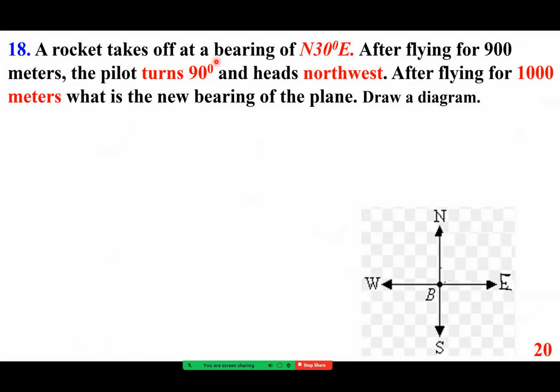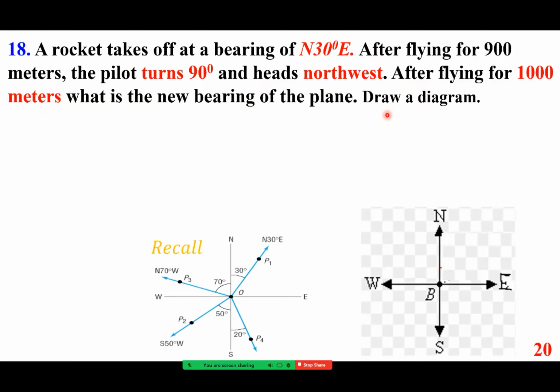A rocket takes off at a bearing of north 30 degrees east. After flying for 900 meters, the pilot turns 90 degrees and heads northwest. After flying for 1,000 meters, what is the new bearing of the plane? Draw a diagram. So everybody remembers this.